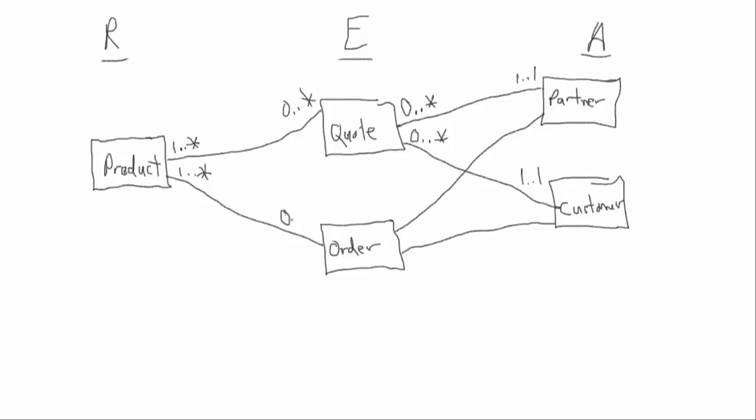Likewise, a product may never be ordered, or it could end up being ordered many times. A partner may never be involved in an order, or may be involved in many. A customer, even a customer with a quote, may never convert that quote into an order, or they may end up with many orders from us. However, each individual order will be associated with one and only one customer.